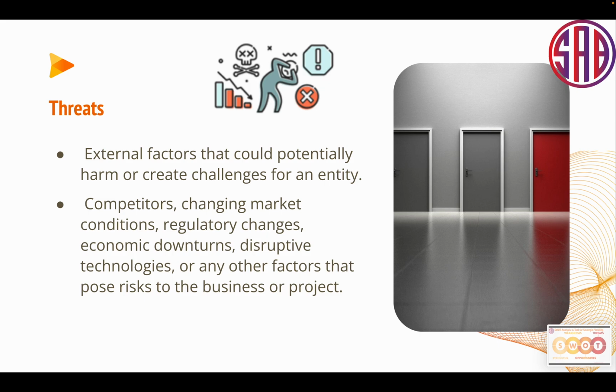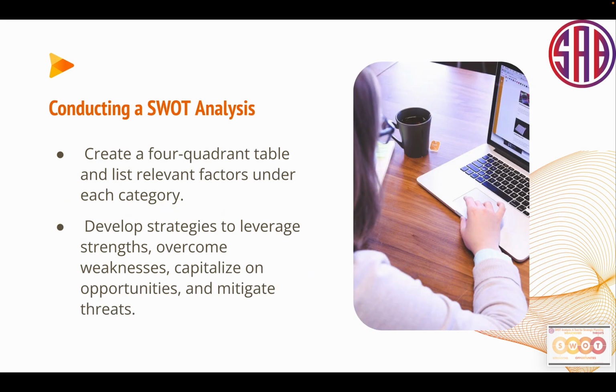So now that we are clear, that we have understood all the four categories of SWOT, let's discuss how you conduct the analysis effectively. So to begin, create a 4-quadrant table. This is how you create the analysis. Create a 4-quadrant table and label each quadrant with the corresponding category as we have seen. That is strengths, weaknesses, opportunities, and threats.